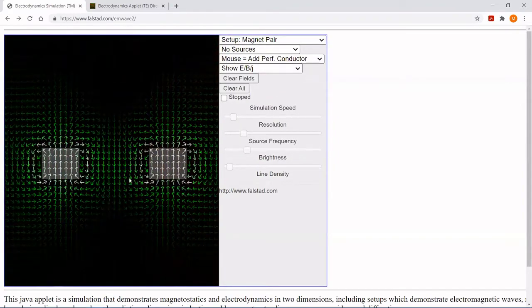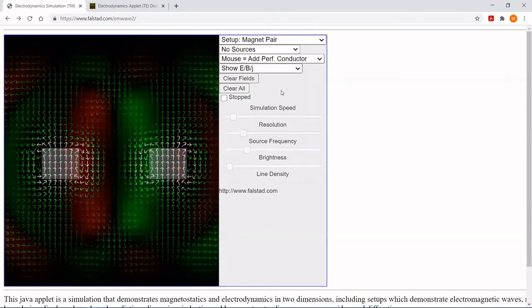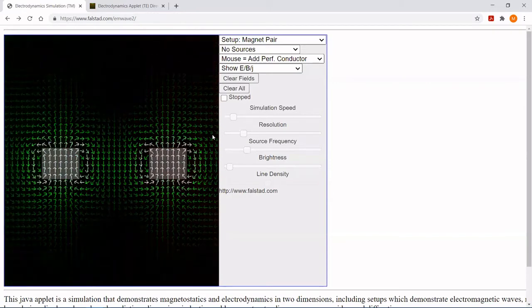What just happened there? Well, here's how I would think about it. You notice those pulses that emanated from the locations of these magnets. Let me do that again. So I have to go back to a different setup. Watch what happens when I switch to magnet pair. Okay. I think the simulation is written so that you can think about it this way. Imagine empty space, nothing there, no electric field, no magnetic field, and suddenly these magnetic dipoles are put into place.